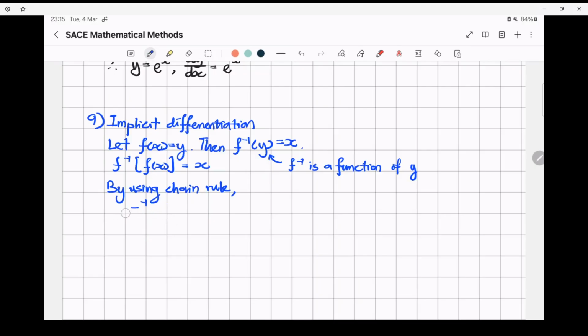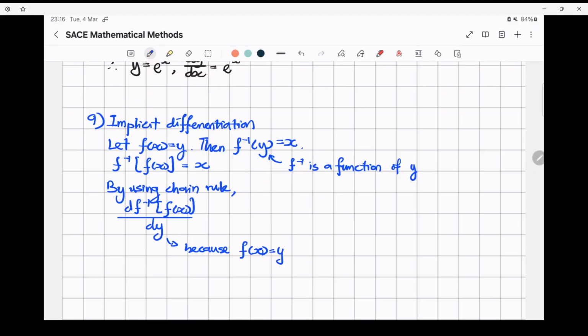Okay, let me write this down clearly. So you will have f inverse of f of x, and if you wonder what would be the argument over here, it will be y, because f of x is equal to y. That is from our definition.